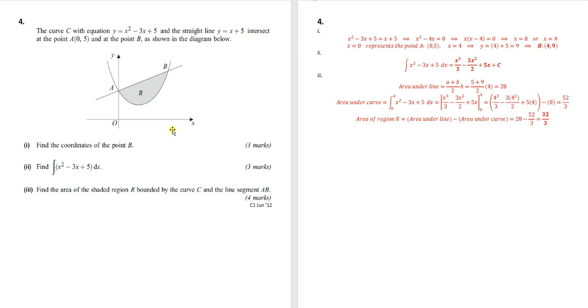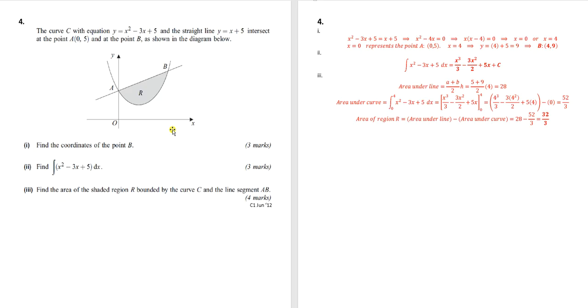An alternative approach here is to integrate the line. If you integrate the line between 0 and 4, you'll end up with exactly the same thing. The integral of x add 5 is x squared over 2 plus 5x. You could substitute in the values of 4 and 0 and evaluate that, and you would get the same thing.